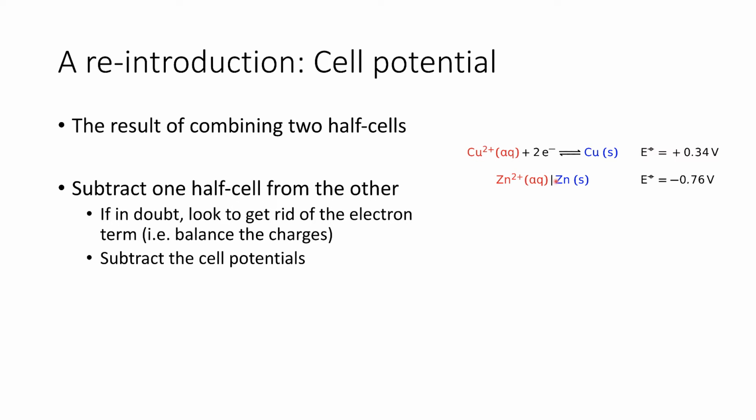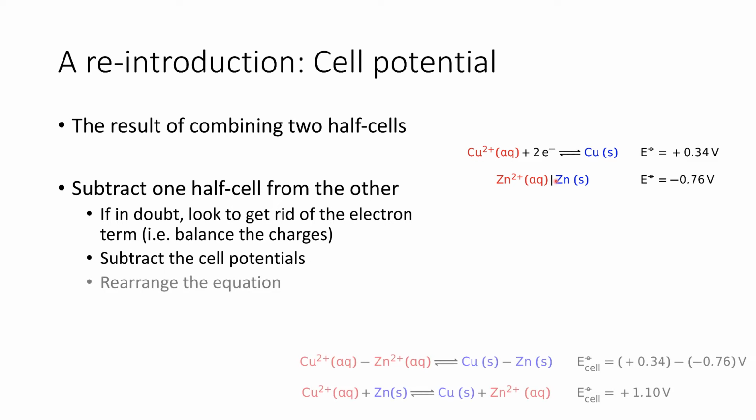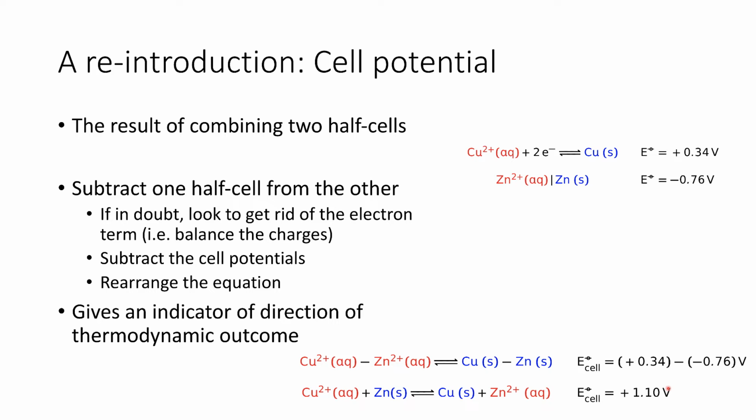And we subtract the cell potentials. And then finally we rearrange the equation so that it all makes sense. So here we have copper ions minus zinc ions, going to copper solid minus zinc solid. Add zinc to both sides, subtract zinc ions from both sides, and we end up seeing that if we have copper in solution with zinc solid, we will get copper solid and zinc in solution. And we can see that for the cell potential, we simply subtract minus 0.76 from 0.34, and we end up with our overall cell potential. This gives us an indicator of the direction of thermodynamic outcome for a reaction such as this.